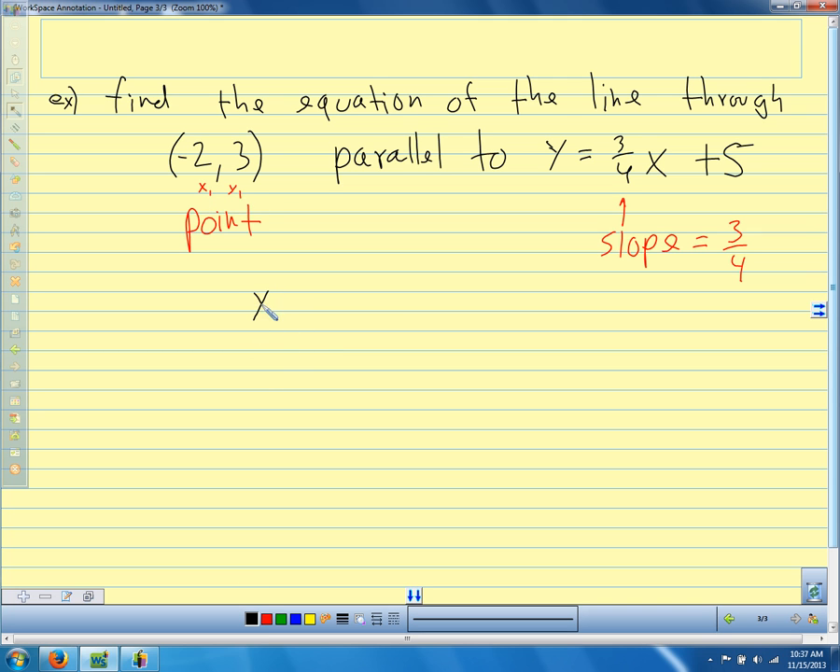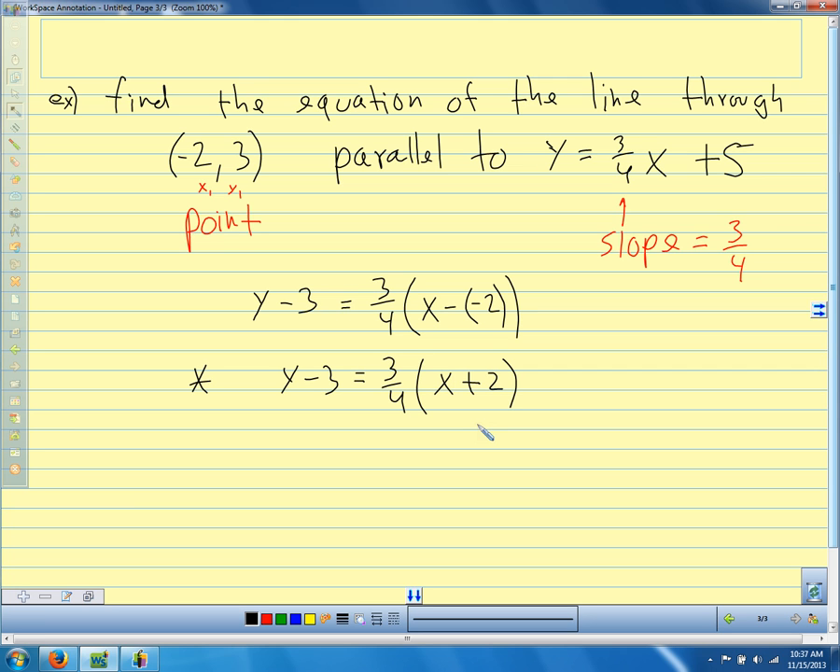We're going to write y minus 3 equals our slope, 3/4, times x minus x1, which is -2. And I can simplify this: y minus 3 equals 3/4 (x plus 2). Minus a negative gives me a positive. And there's my answer. I'm not going to ask you to rearrange it or anything. If you write it like that, that's just fine.